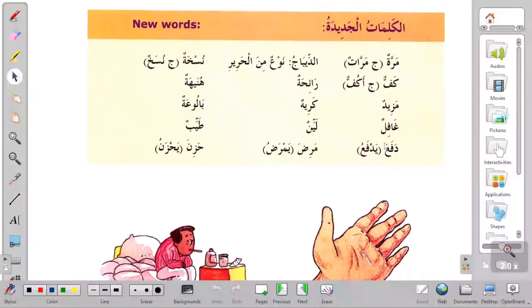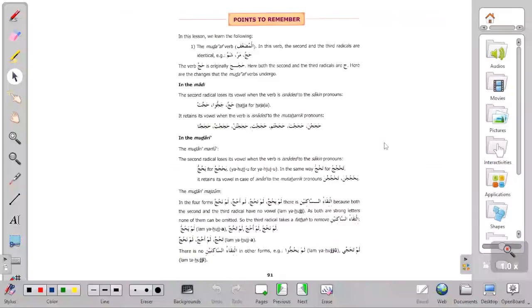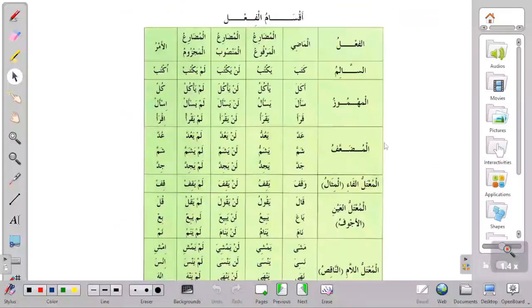From here, the author moves on to give us a brief summary of all that we have studied, from lesson number 26 up to 29: 26, 27, 28, 29. This lesson and the previous three lessons, the author just put everything here in this table as a summary. Hope that is clear. So let's look at what he's saying in this table.